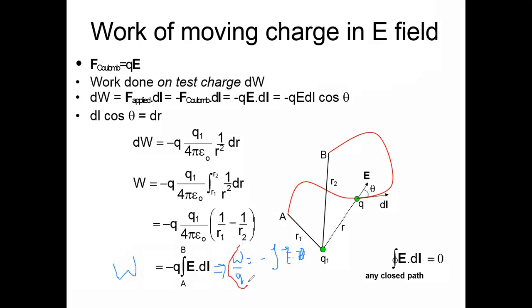This W by Q is called work done per unit positive test charge. This is called electrostatic potential, denoted by V. So V is given as W upon Q. If you multiply with Q, then this becomes energy. Otherwise, it is electrostatic potential. VAB is the potential between the two points. VAB is W upon Q, or you may write this as KQ by R.